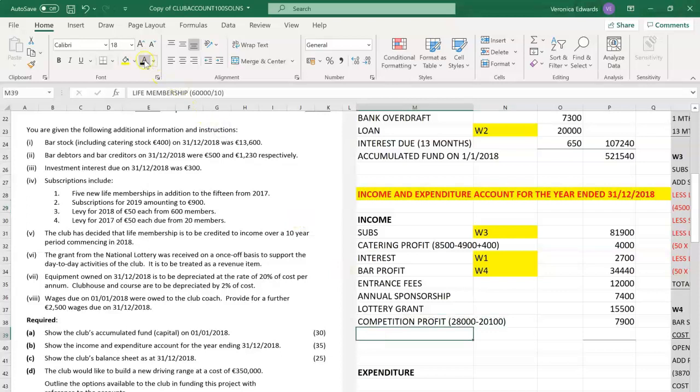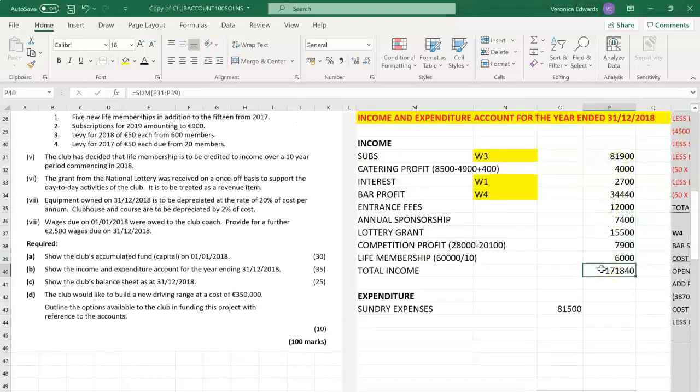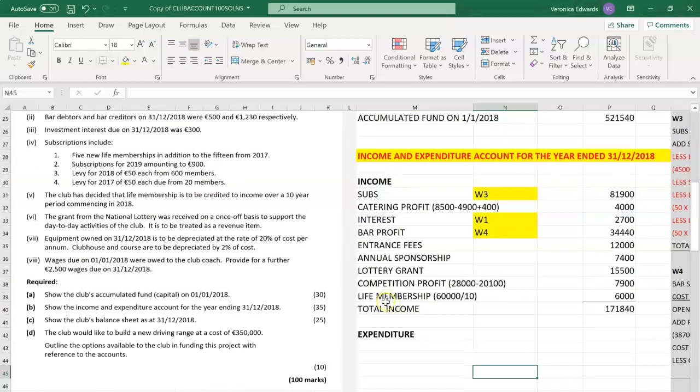So at the end of the year, we have life memberships of 60,000, and we need to transfer those life memberships in as income into the income and expenditure account over 10 years. So we're going to be taking the 60,000 and splitting it over 10 years and including 6,000 a year as income in the income and expenditure account. If we do that and we add up all of our sources of income for 2018, we will get a total income figure of 171,840.